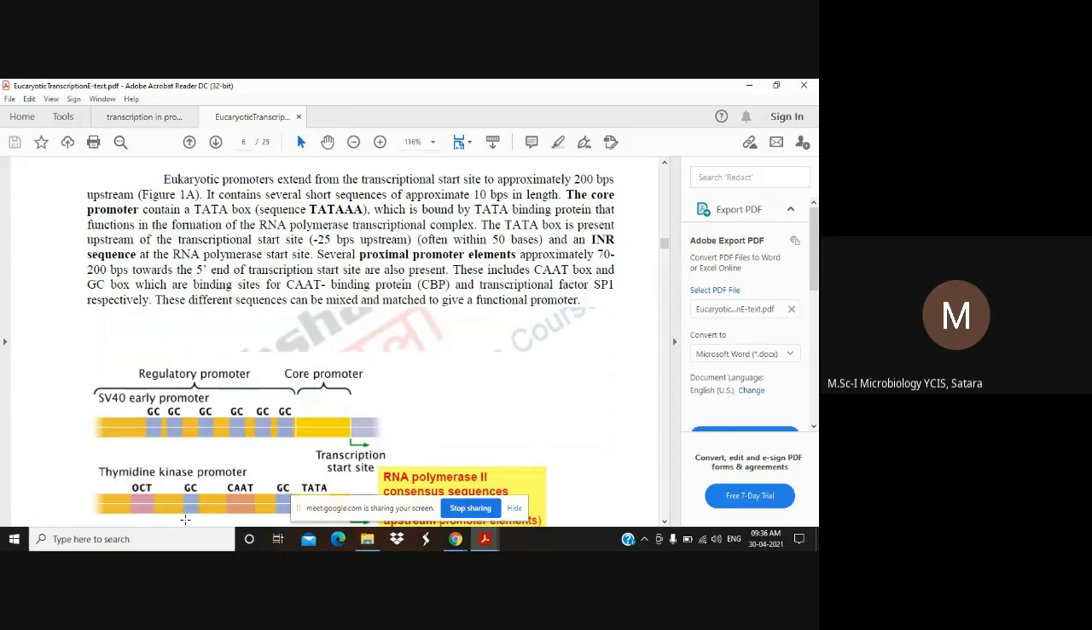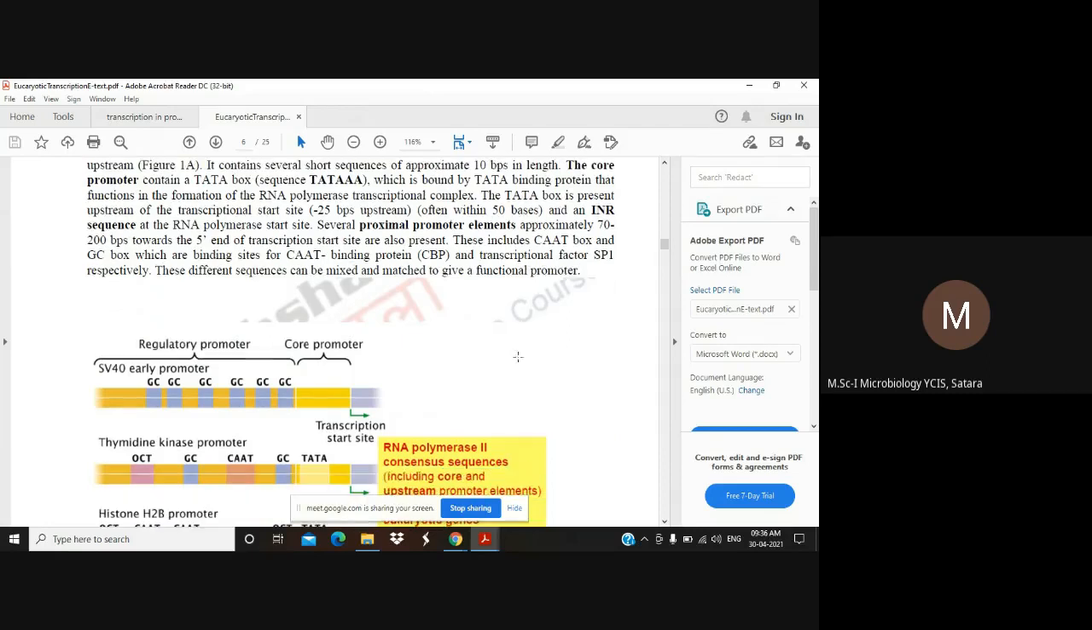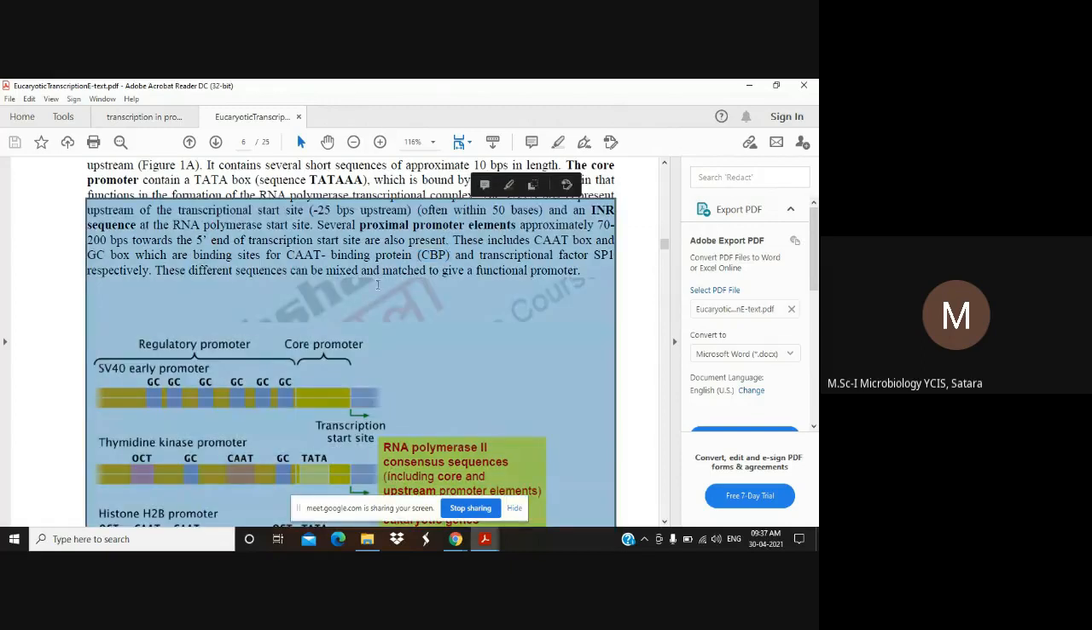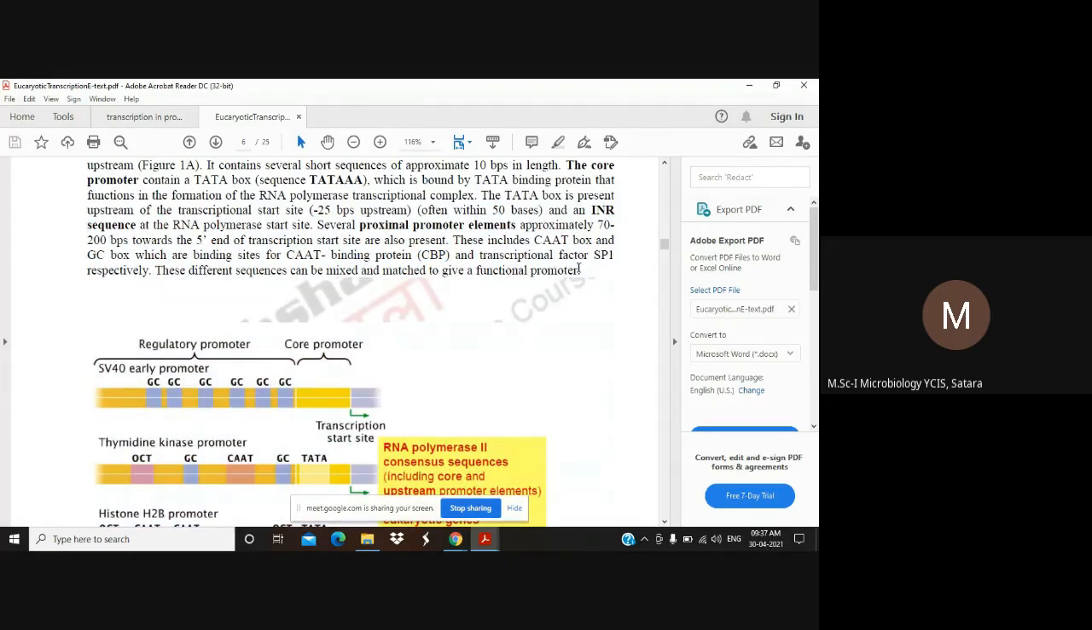सो कॅट बॉक्स, GC बॉक्स हे काय, तर these are also conserved sequences present. They are similar to the TATA box, which are binding sites for the CAT binding protein. So to this CAT box or CAAT sequence, there is binding of the protein CBP, that is CAT binding protein, and transcriptional factor SP1. So these have a role in the regulation of the transcription. त्यांचा रोल कुठे येणार आहे, तर पुढे येणार आहे in case of regulation of the transcription.